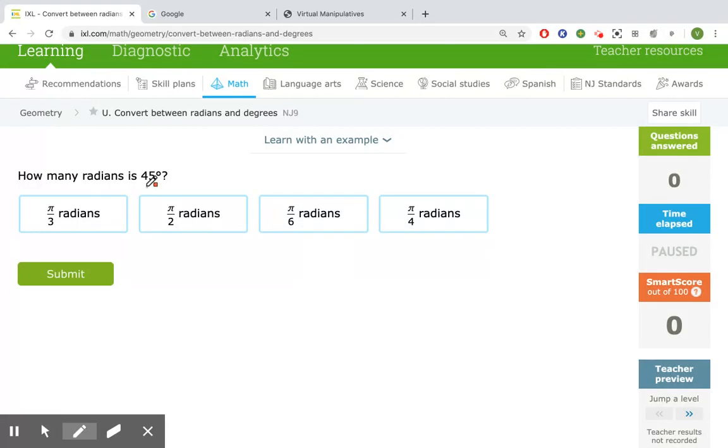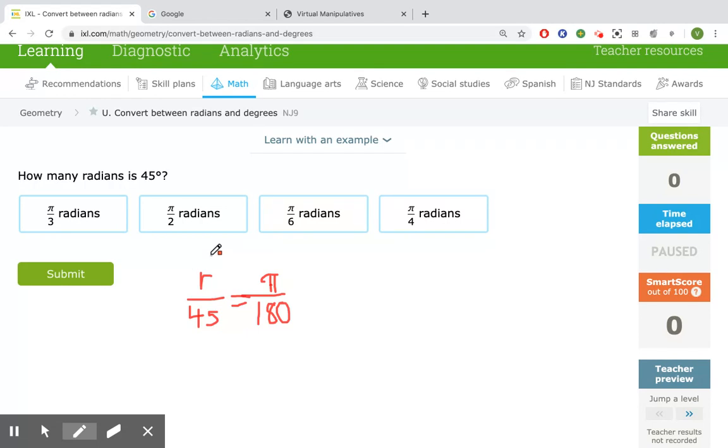So they want to know how many radians is 45 degrees, okay? How many radians can you get with 45 degrees? Well, here's what you need to know. If you have 180 degrees, listen carefully, if you have 180 degrees, you get pi radians, okay? Remember this symbol? It's the ratio of the circle's circumference to its diameter. Okay, so with 180, you get pi. How many do you get with 45?